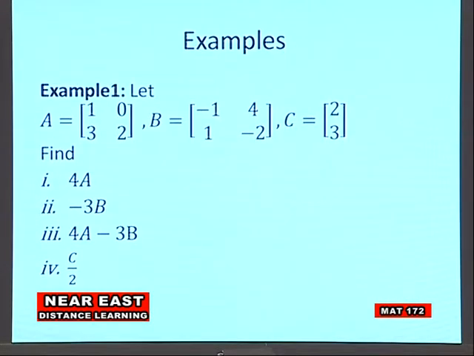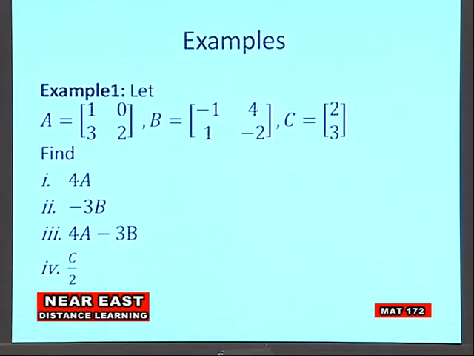So first we want to see 4 times A. Here our scalar is 4 and A is our matrix. The next one, minus 3B. Our scalar here is minus 3 and our matrix is B. 4A minus 3B: if you find 4A, then add it with minus 3B. This is just like saying add 1 and 2, because 1 is 4A and 2 is minus 3B. And the last is C over 2, which is 1 over 2 times C.